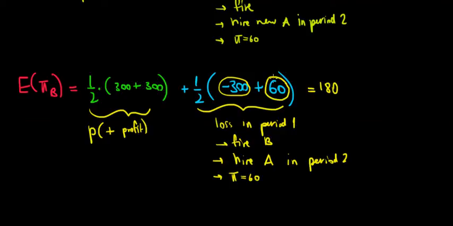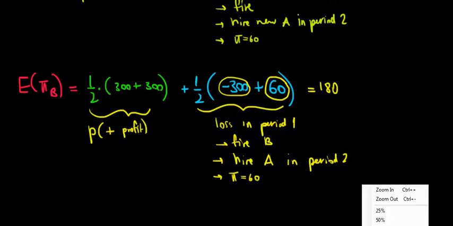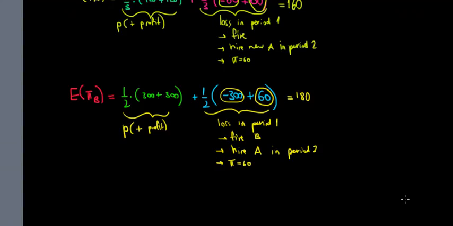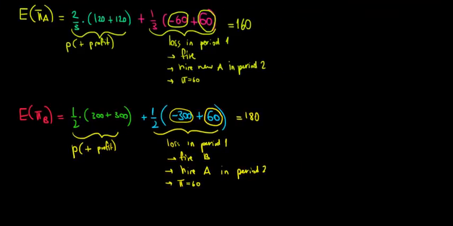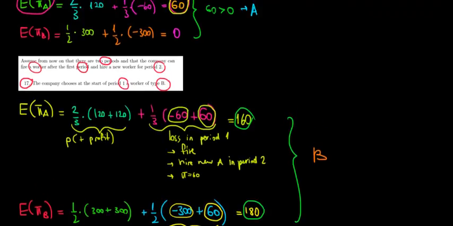Hope this makes sense. Now, if we compare these two, let me zoom out to see everything. What we can see is that the expected profit of worker B under this scenario is greater than the expected profit of worker A, because 180 is greater than 160. In other words, type B is more profitable, so we would hire worker B. If we look at the answer key, it tells us that we would hire worker B. That's true, and we are done.